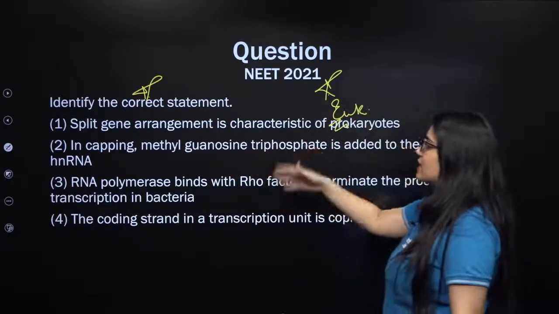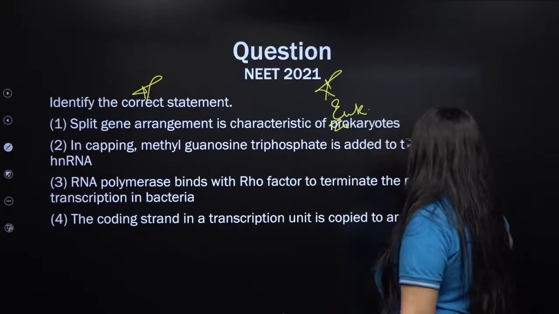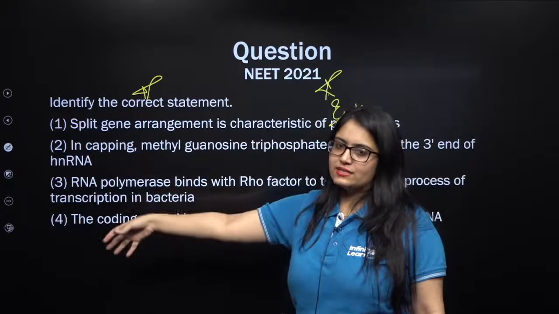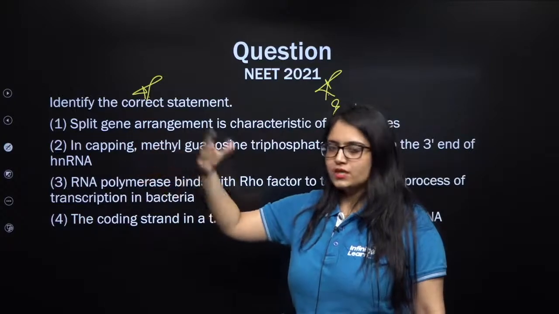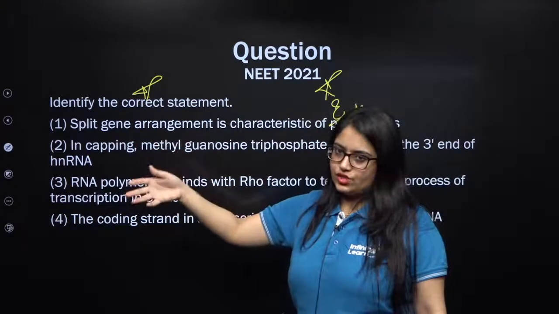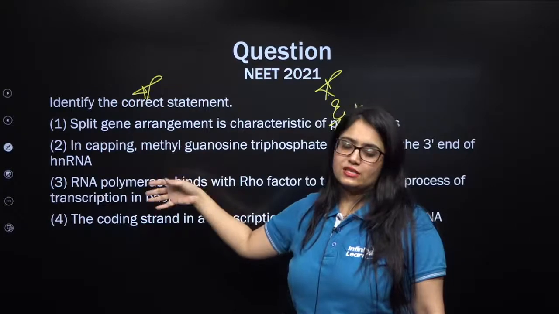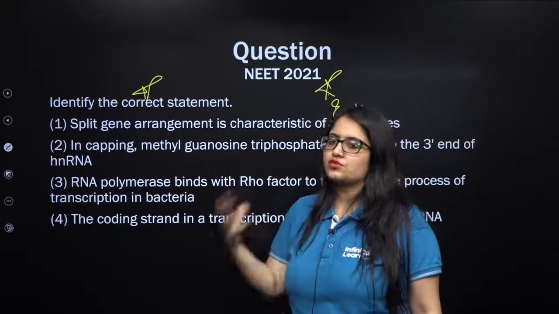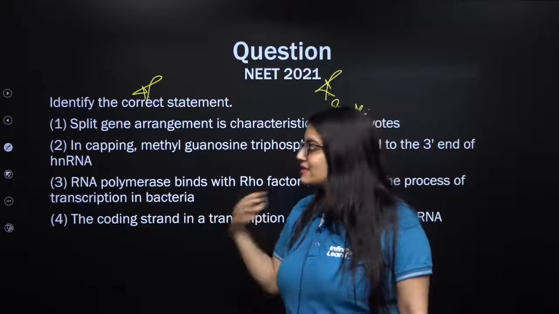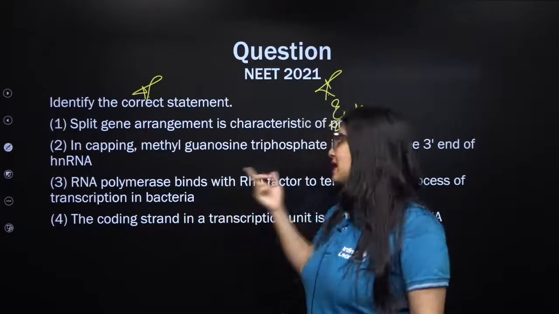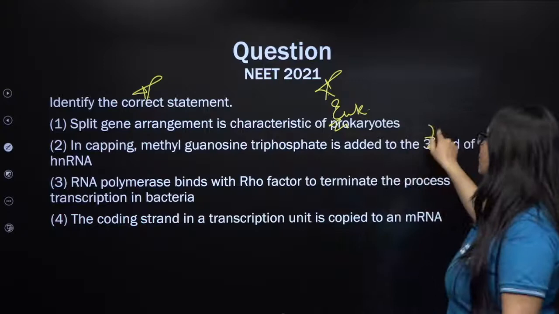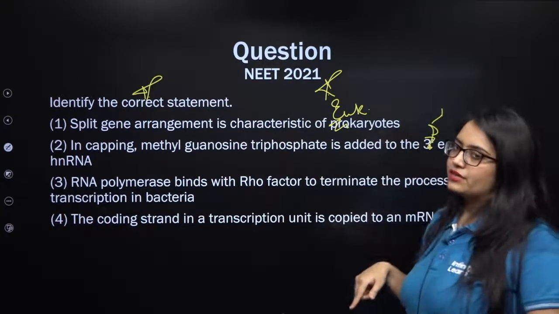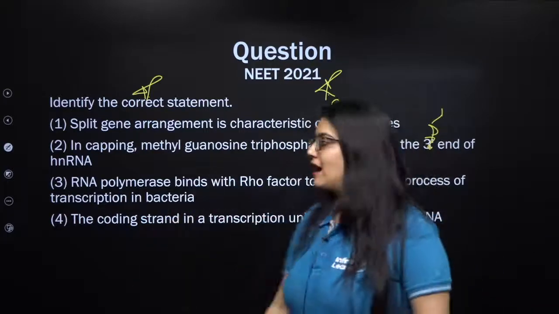In capping, methyl guanosine triphosphate is added to the 3' end. Definitely capping is done, tailing is done, splicing is done in a eukaryotic gene. So these are the steps followed during post transcriptional processing after transcription. But in capping, the cap of methyl guanosine triphosphate is added to the 5' end and not the 3' end. At the 3' end, my dear students, a poly A tail is added.